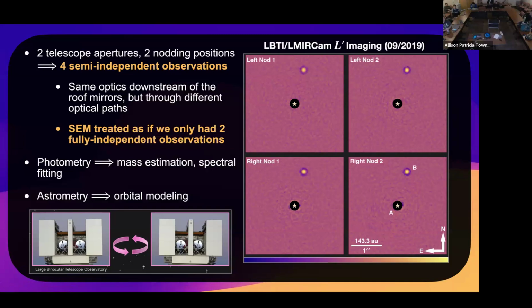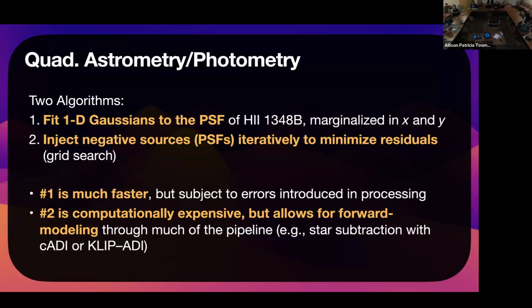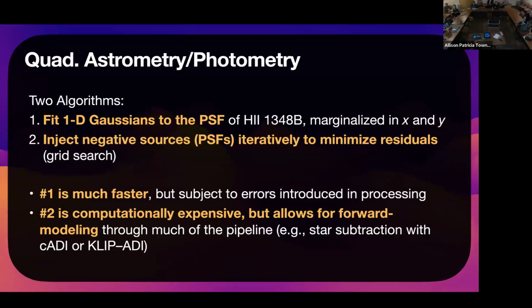So we see this brown dwarf companion separated at a bit over 1 arcsecond. And the L prime PSF is oversampled here, which also helps us in our astrometry. So we'll do this astrometry and photometry 4 different times to try to pinpoint this companion, which will feed into our orbital modeling, whereas the photometry will help us estimate its mass and also fit to its spectrum.